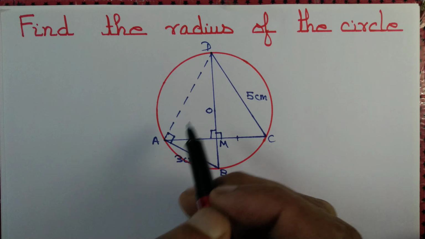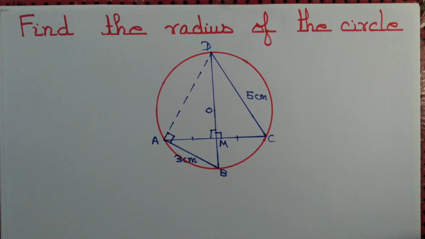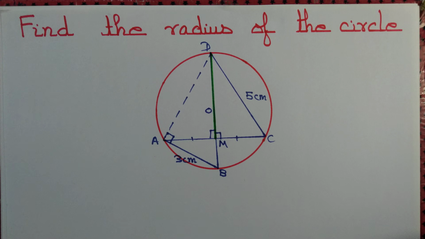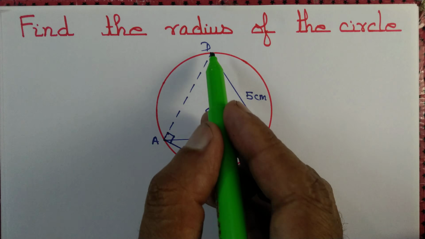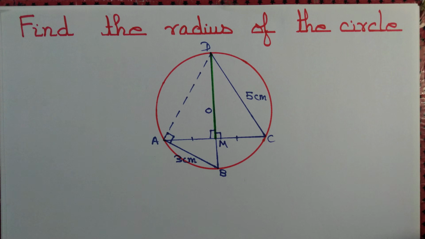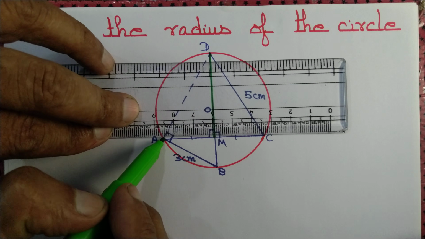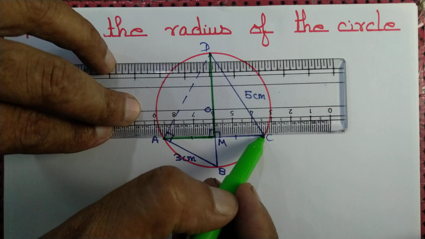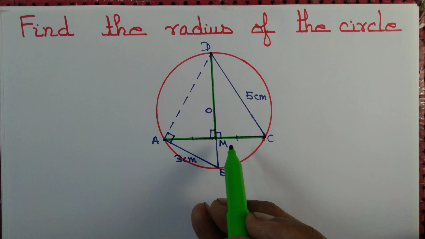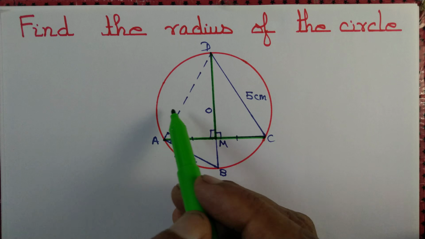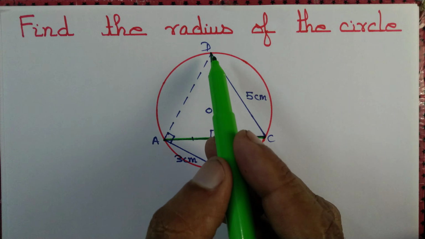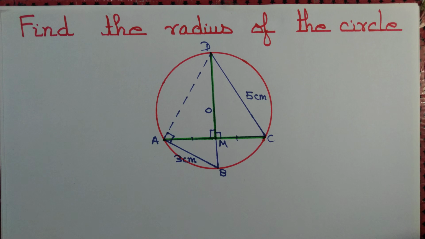triangles DMA and DMC. In those two triangles, DM equals DM, that's the common side, angle DMA equals angle DMC, both measure 90 degrees, and line AM equals line CM. So we can apply side-angle-side congruence to say that those two triangles are congruent. Once again, triangle DMA is congruent to triangle DMC.